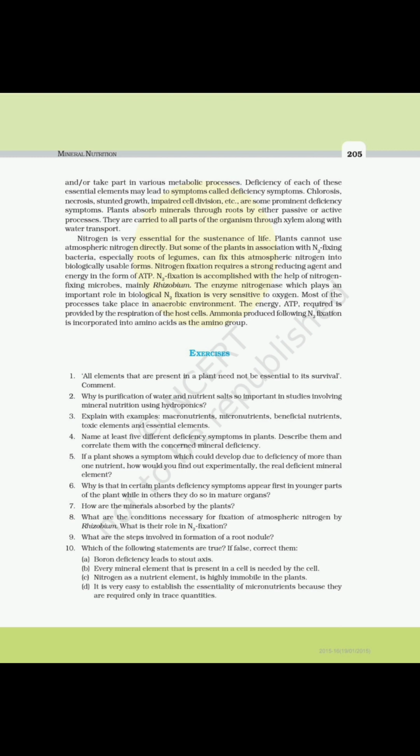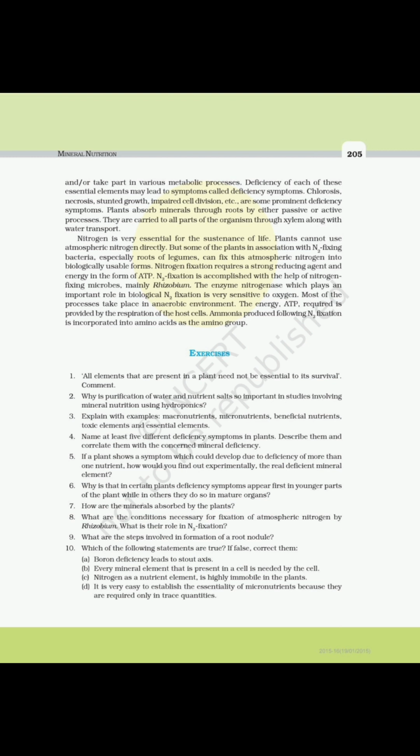Nitrogen is very essential for the sustenance of life. Plants cannot use atmospheric nitrogen directly, but some of the plants, in association with N2-fixing bacteria, especially roots of legumes, can fix this atmospheric nitrogen into biologically usable forms. Nitrogen fixation requires a strong reducing agent and energy in the form of ATP. N2 fixation is accomplished with the help of nitrogen-fixing microbes, mainly rhizobium.